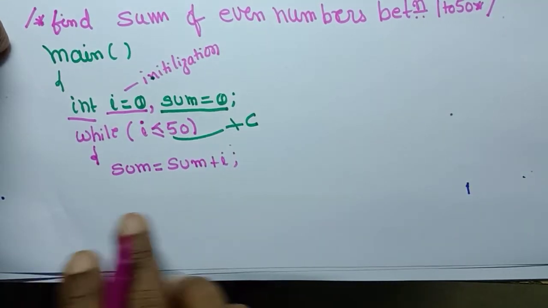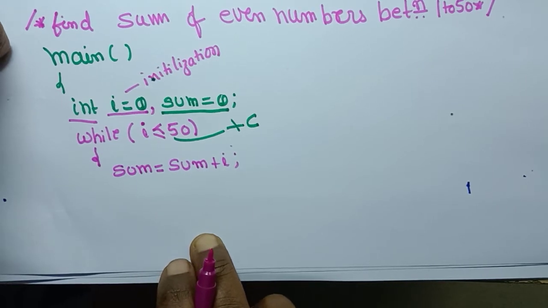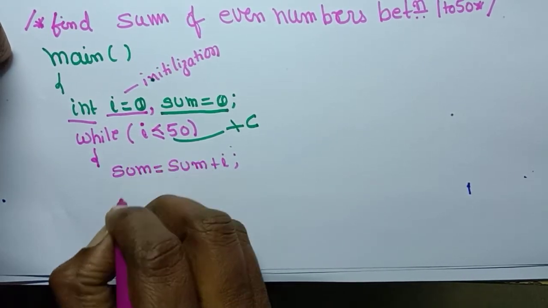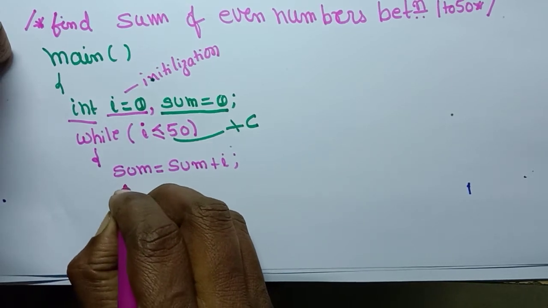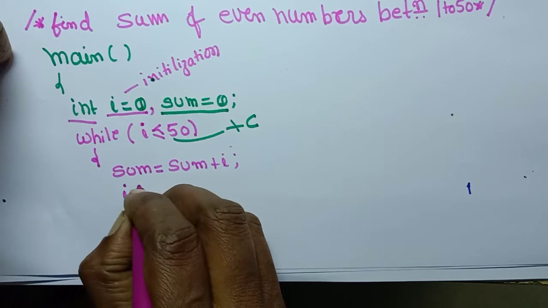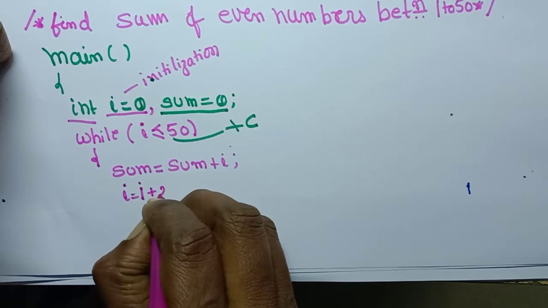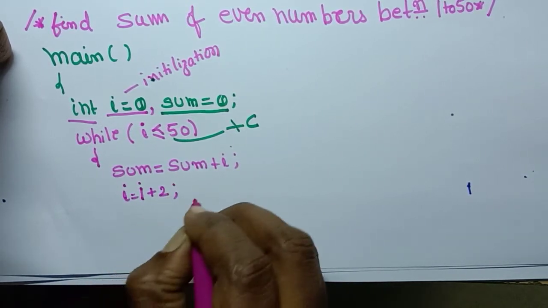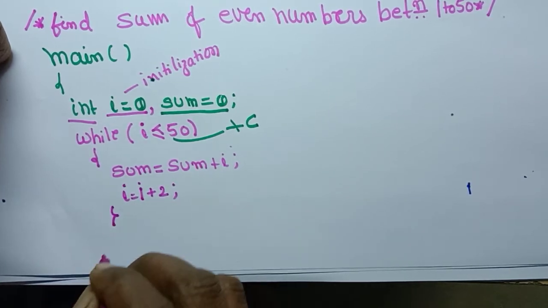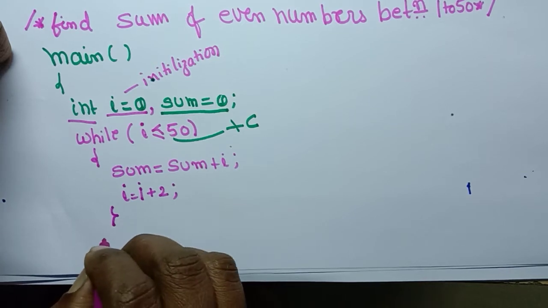Okay, I am adding the sum plus I. Next, I am going to increment the I value. I is equal to I plus 2, semicolon. Then I will close this while loop.